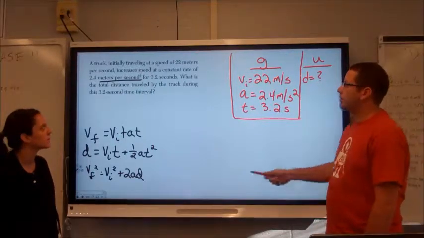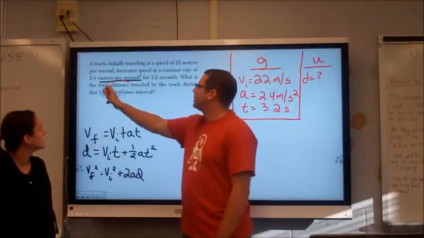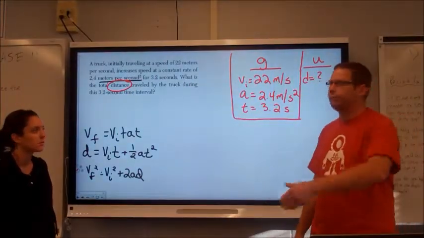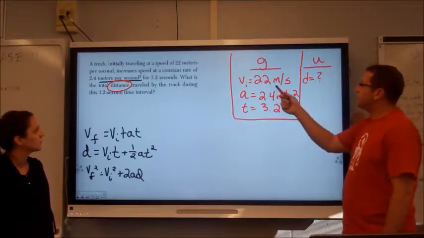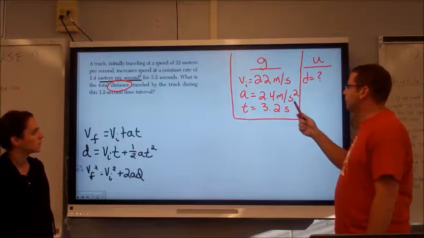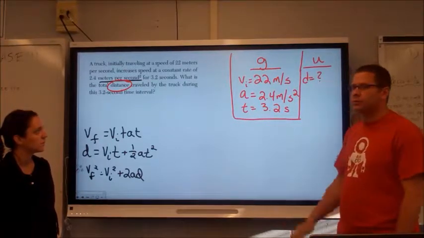But for this particular question, it just says what is the distance. So in that case, I don't care about direction. Just give me a number with a unit. So I've already written down my givens. VI is equal to 22 meters per second, acceleration is equal to 2.4 meters per second squared, and time is 3.2 seconds.